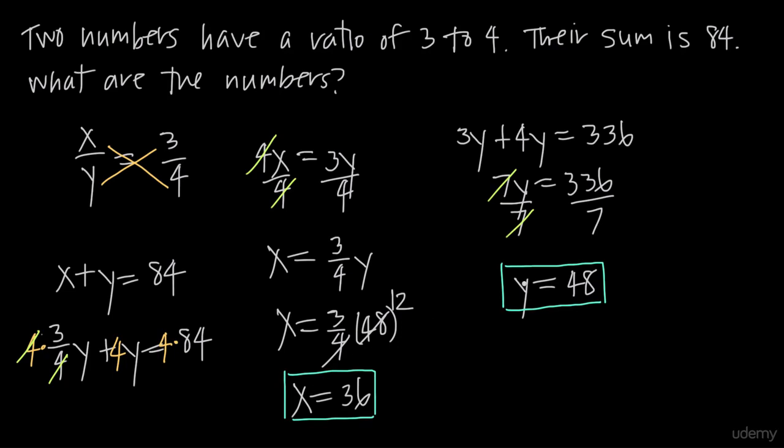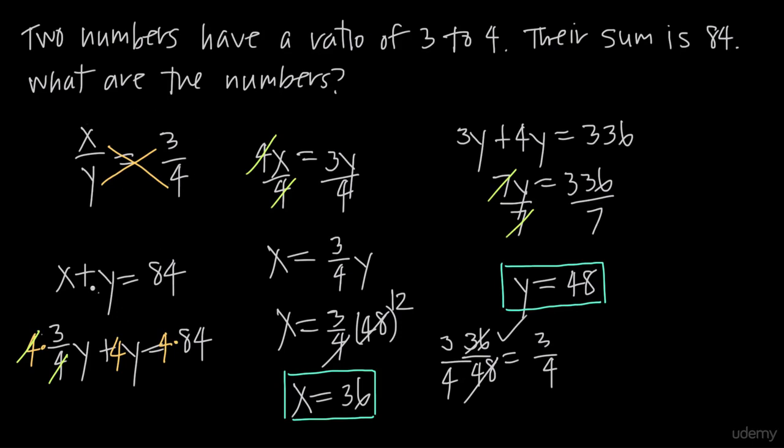I need to test to make sure that these satisfy both of the original equations. First, I want to plug the numbers into our proportion. We have x over y equals 3 over 4, so I want to say 36 over 48 equals 3 over 4. If I reduce the left-hand side, I can divide both the numerator and the denominator by 12. 36 divided by 12 is 3, and 48 divided by 12 is 4. So I end up with 3/4 equals 3/4. That equation is true, so x equals 36, y equals 48 satisfies my proportion equation.